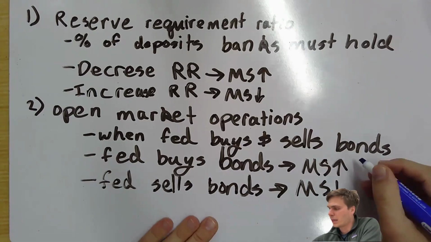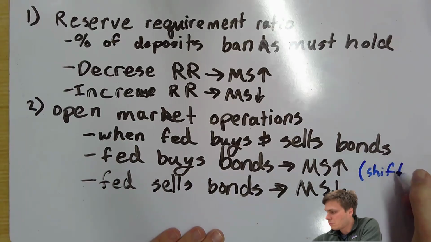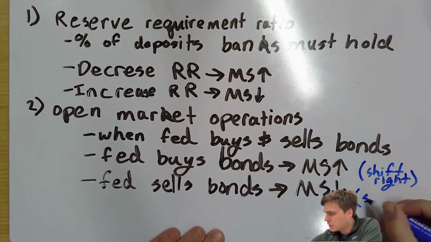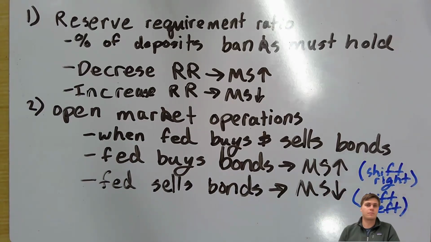So the money supply, in this case, I should add here, a money supply increase is a shift right. And the money supply decrease is a shift left. And with that, that creates a disequilibrium, and the equilibrium changes, and interest rates would rise or drop.